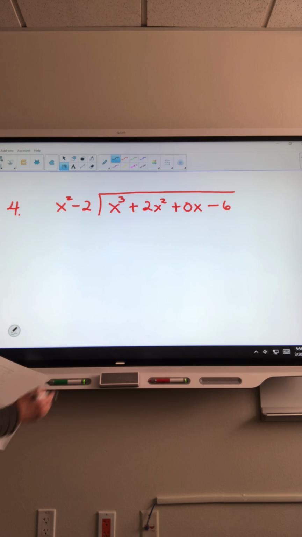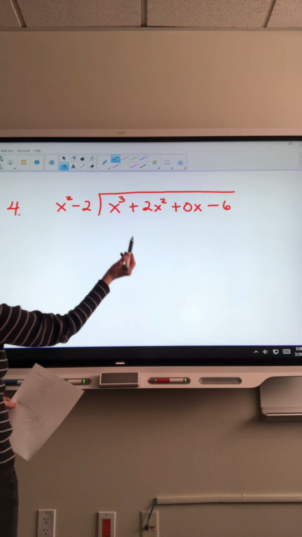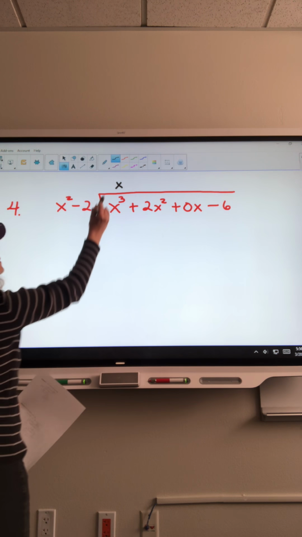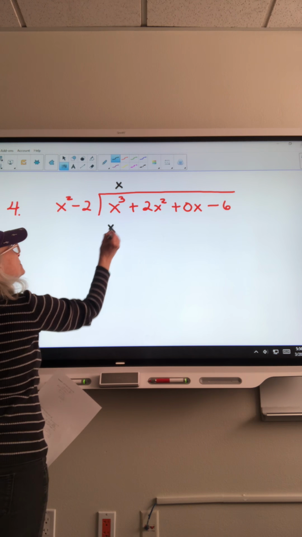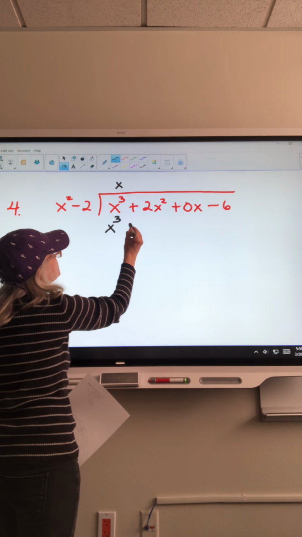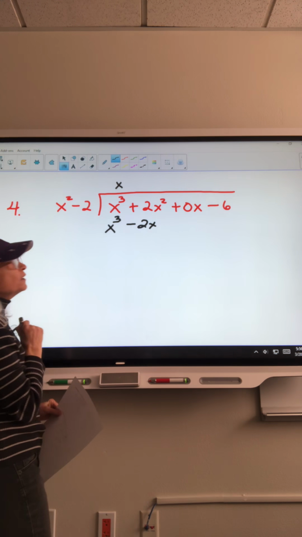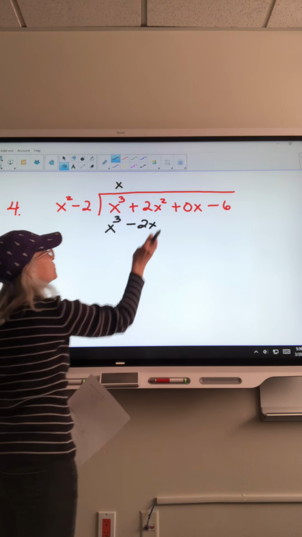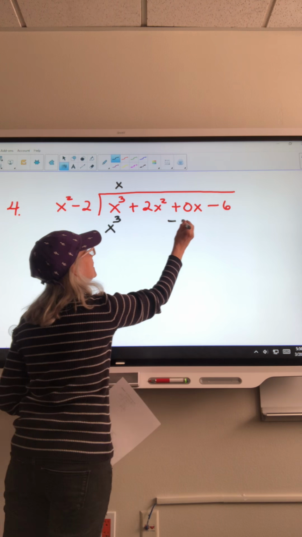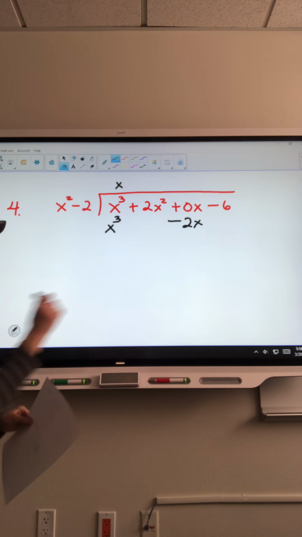Okay, so what would I need to multiply x squared by to get x cubed? Just an x. So x times x squared gives me x cubed. x times a negative 2 is a negative 2x. Well, it doesn't work there, does it? So I don't put it there. I put it here. So I'm just going to leave that part blank.